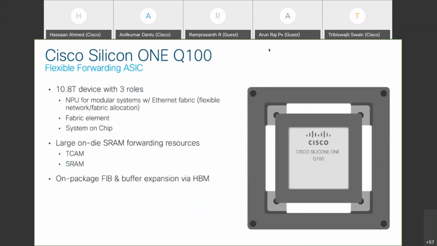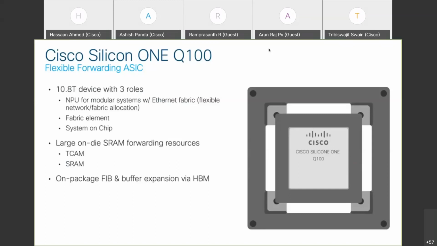Just a comment on the programmability: it's P4 programmable. For the fabric role or for the line card role, we have the same ASIC. You just need to program the ASIC for the fabric role or the line card role. That's how it's so flexible.